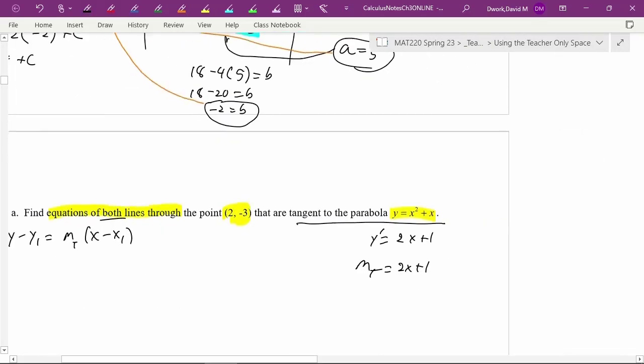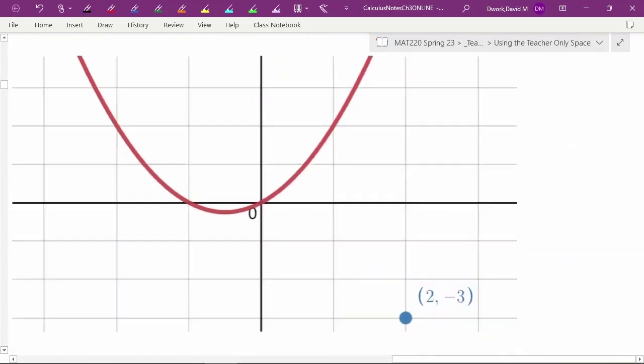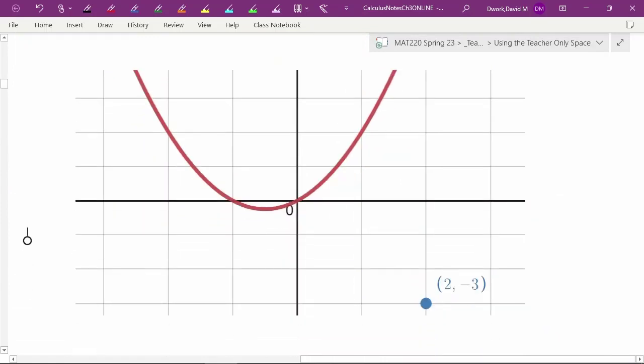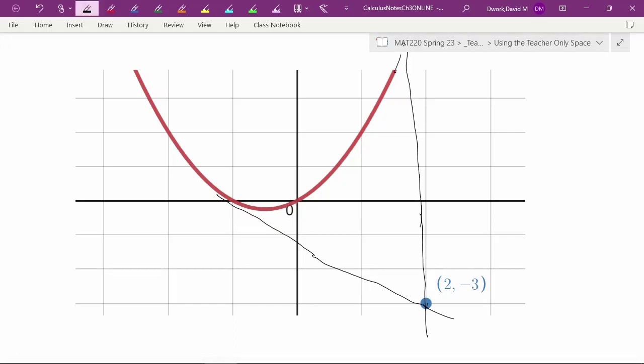Okay, so let's go take a peek at this graph to see what's going on. So you can imagine our graph would look something like this. I've just screenshotted from Desmos. And you can imagine there'd be two lines. Each has got to go through the point 2, -3, and it's got to be tangent. So maybe one line is going to do something like this. And then the second line, if our parabola continued, would come up and catch it up there. So we're going to have two tangent lines that are going through 2, -3.